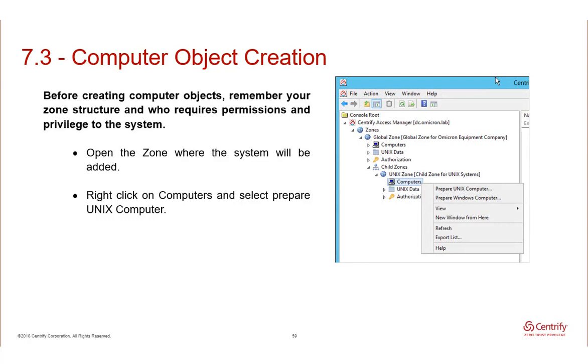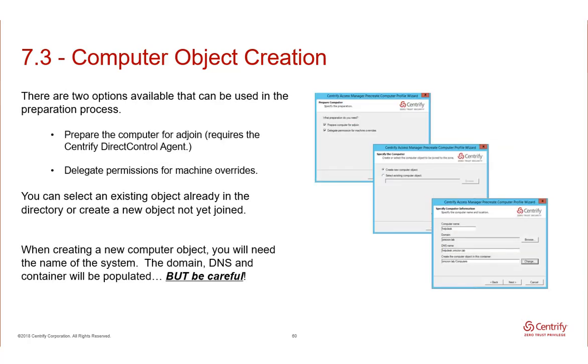Now, before creating computer objects, remember your zone structure and who requires permission and privilege to the systems. When we pre-create the computers, we'll do this under the zone where the system is going to be added. We'll use the computer node and select Prepare Unix Computer. Now, there are two options available that can be used in the preparation process. We can prepare the computer for an AD join, which is a utility used on the Unix system as part of the direct control agent. And we can delegate permissions for machine overrides.